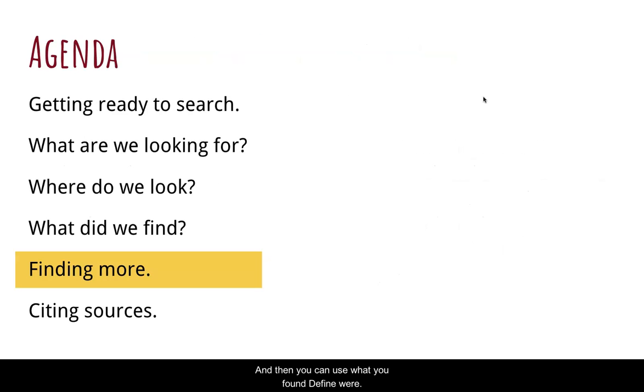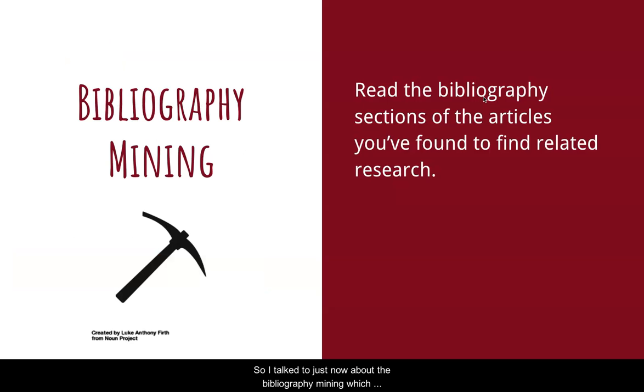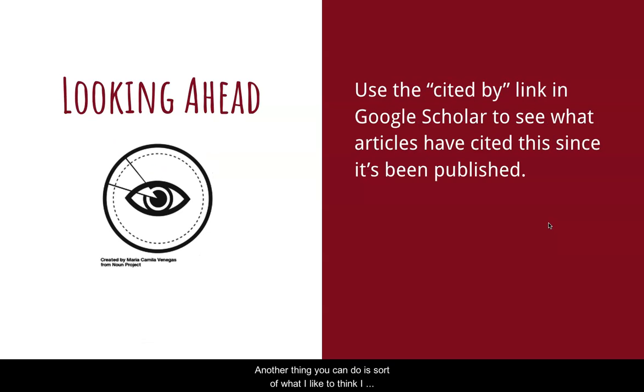And then you can use what you found to find more. So I talked just now about bibliography mining, which is looking at the bibliography of a paper that you've already found that's good and seeing what else they've cited that might also be good on your topic. That's one way to look back and find articles that they've built on or reviewed. Another thing you can do is what I like to think of as looking forward. And that's where you can take an article, especially if you found maybe an older article and want to find some newer articles that have built on that. You can look at what has cited that article in its bibliography.